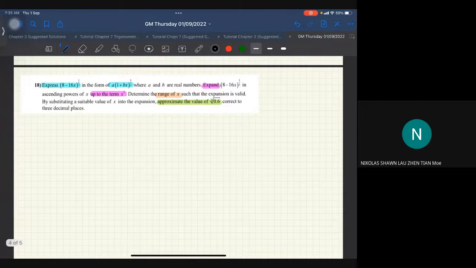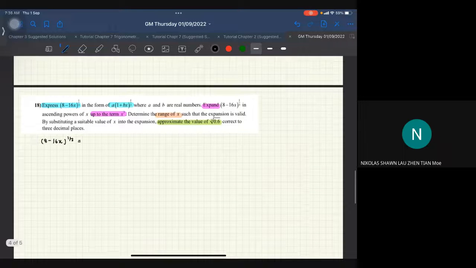Okay, so saya ada 8 minus 16x power of 1 over 3. Okay, so kita nak kena express. So kita nak dapatkan dia 1 tambah something. Okay, so nak tinggalkan 1 tambah something, kita akan factor out 8. Sebab kenapa factor out 8? Bila bawa keluar 8 daripada sini, tinggallah 1. Okay, sebab tu yang kita nak. So saya bawa keluar 8.